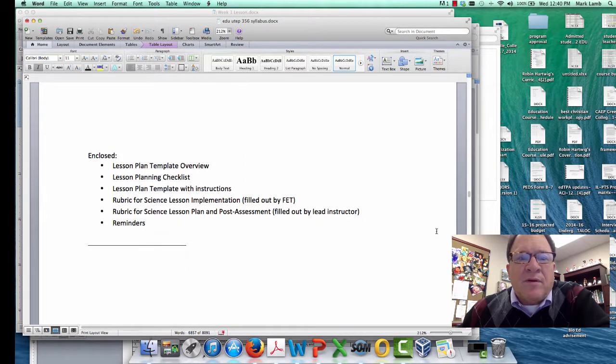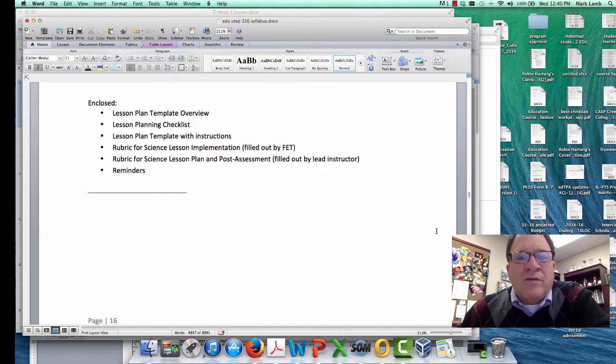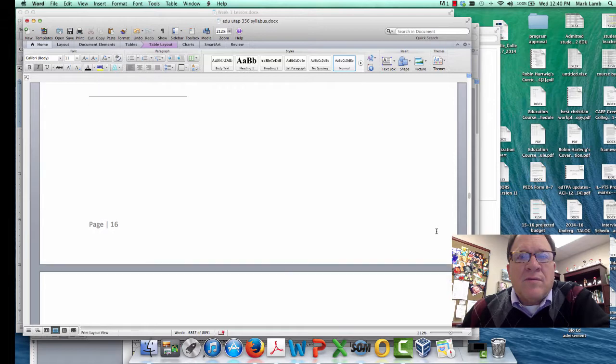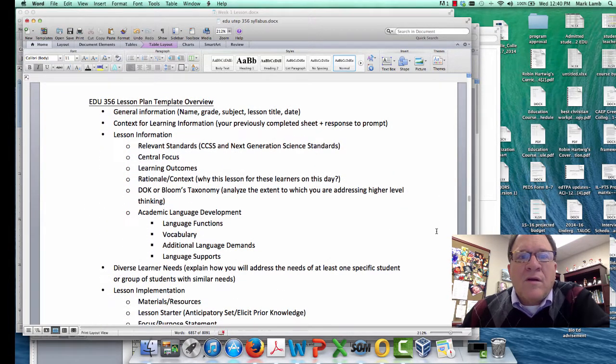Here you can see the handbook, what's enclosed, and we're going to look at each of these specifically in the document. So first you can see we have a lesson plan template overview, and this just gives you the layout of what the lesson plan is going to include.